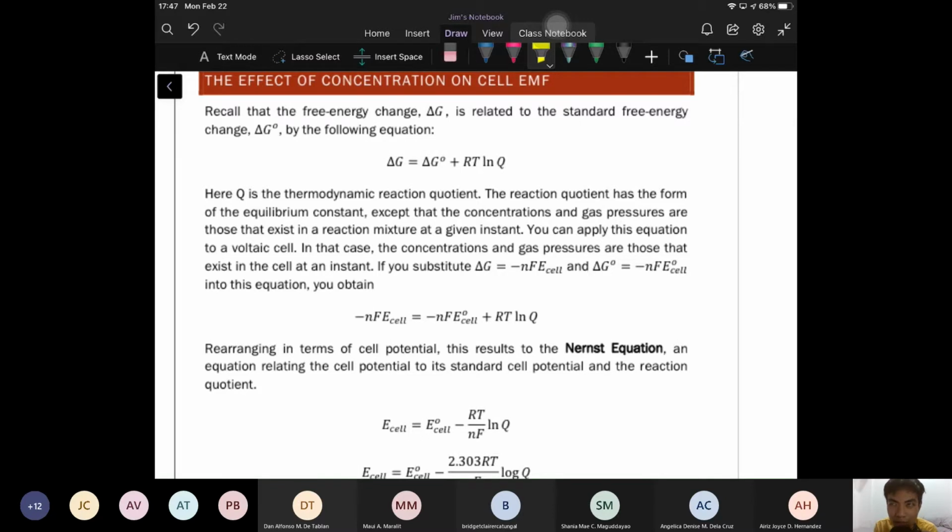Kasi for example, yung battery, okay, bakit kaya sa tingin nyo bumababa na yung voltage niyan over time? Kasi bumababa din yung concentration ng ilang ions doon, or pwedeng nadagdagan yung concentration ng ilang ions doon. So pag binago-bago mo yung concentration ng ions mo, you can actually change the E cell. Pwede mo mabago yung E cell mo. Pwedeng tumaas lalo voltage niya, or pwedeng mas lalong bumaba yung voltage niya.